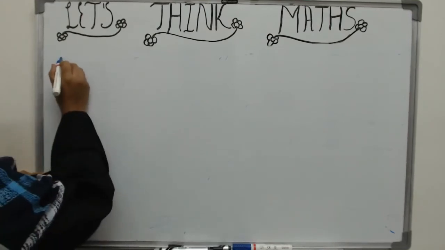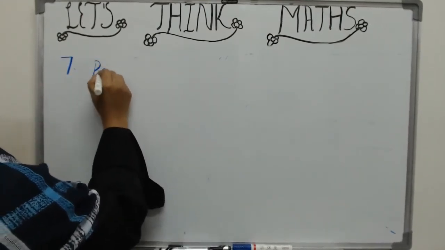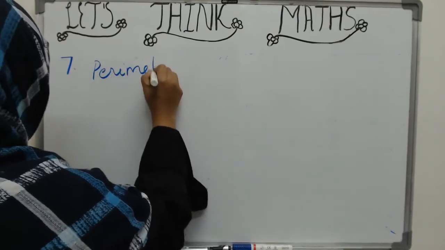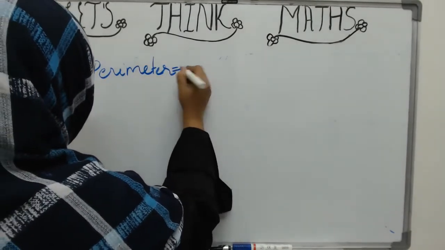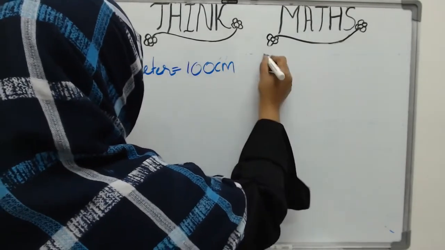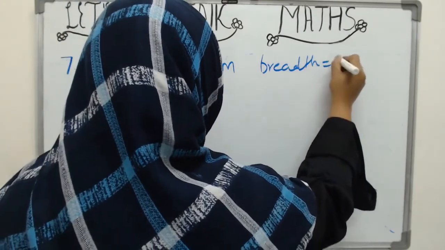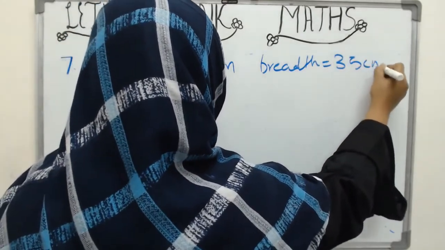Now we come to the 7th question. We'll wind up with an easy question now. Perimeter of a rectangle is 100 centimeter. Its breadth is 35 centimeter. Then what is its length?